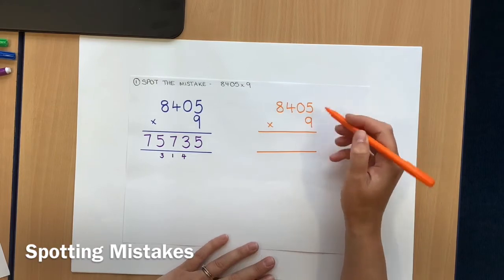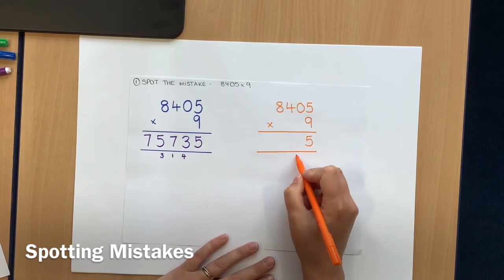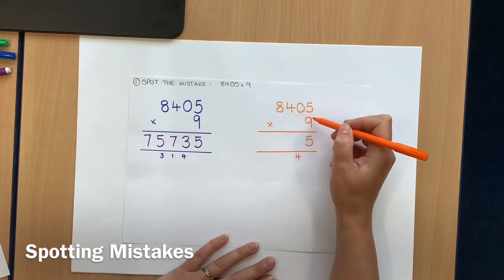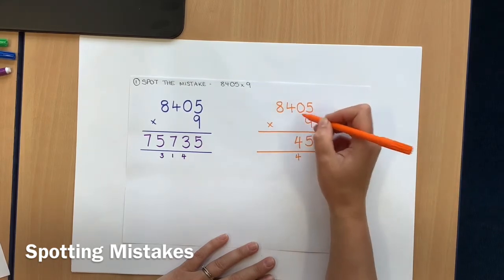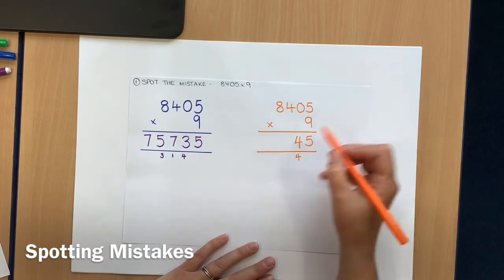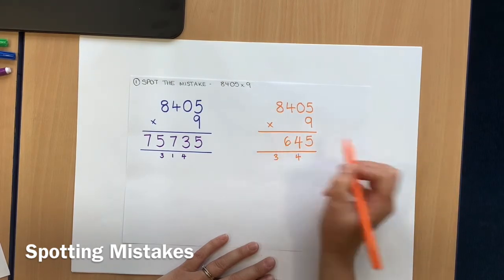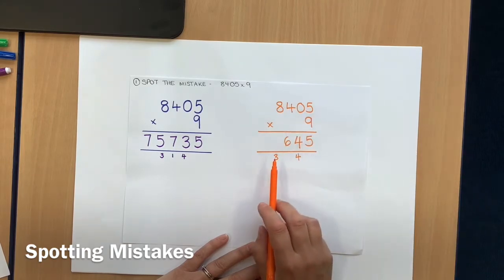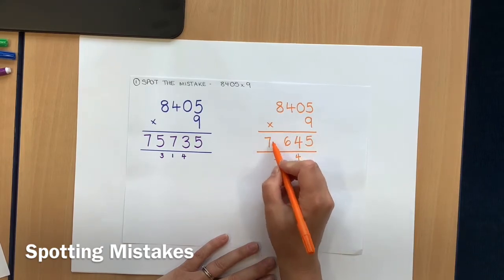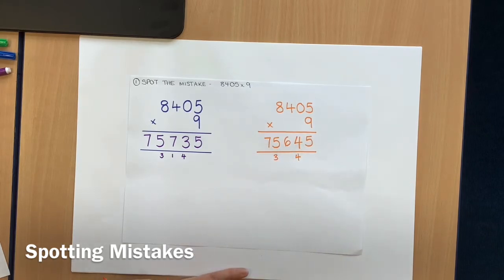So 5 times 9 is 45, which is 5 ones and 4 tens. 0 tens times 9 is 0 tens, add those 4 tens. 4 hundreds times 9 is 36 hundreds, which is 3 thousands and 6 hundreds. And 8 thousands times 9 is 72 thousands. Add those 3, giving us 75,000. So you can see here the difference between my calculations.